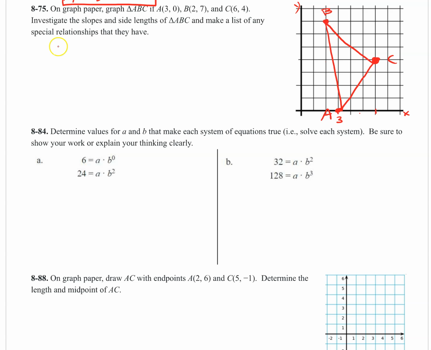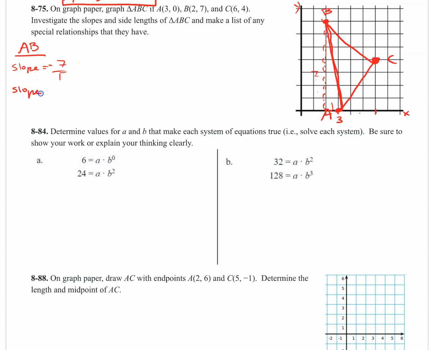All right. We are told to investigate the slopes and side lengths. So let's look at AB. The slope of AB, if we make a little slope triangle, 1, 2, 3, 4, 5, 6, 7. It has a rise of 7, and it has a run of 1. So that's 7 up and down, and then 1 left and right. 7 over 1. Also note that if you trace this line from left to right, it's going downhill, it's negative. So the slope is negative.